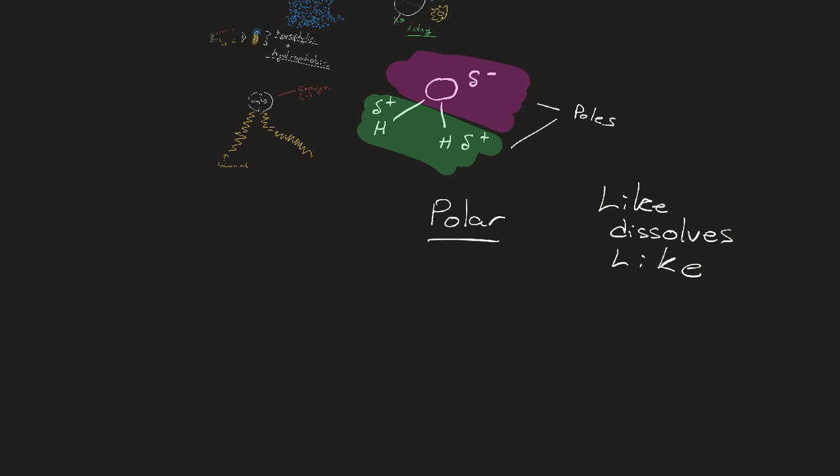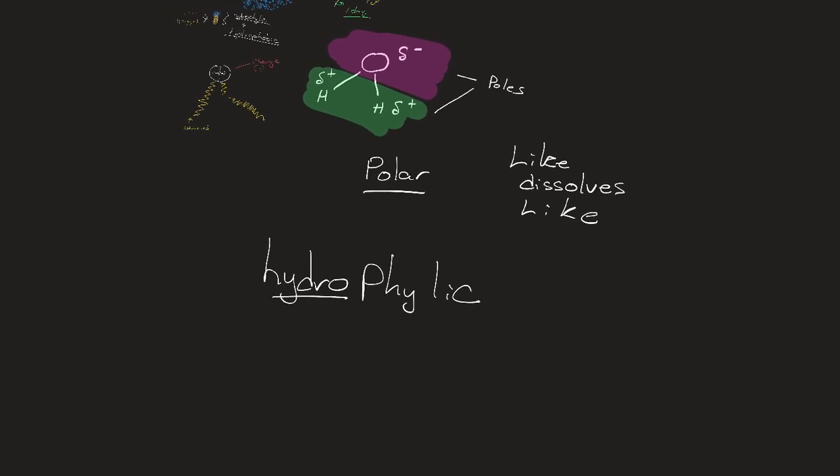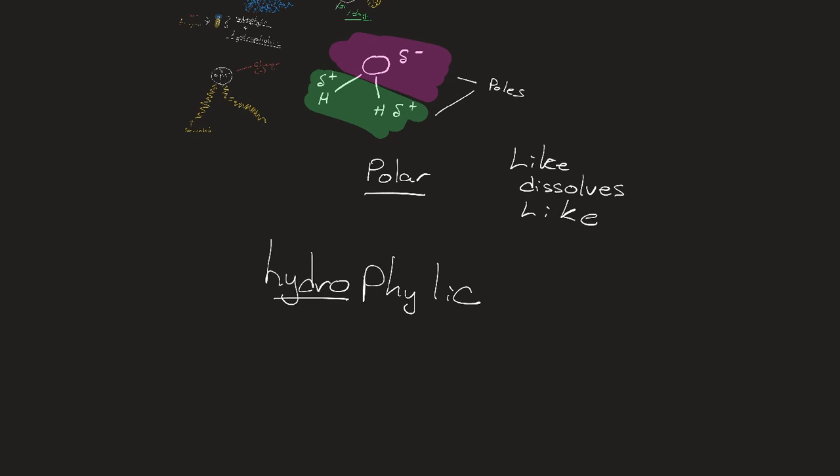The Greek word for love is philic. Philic is to be love-like. So if you love someone, you're philic with them. So hydrophilic means what? Water loving. Hydrophilic means they love water.